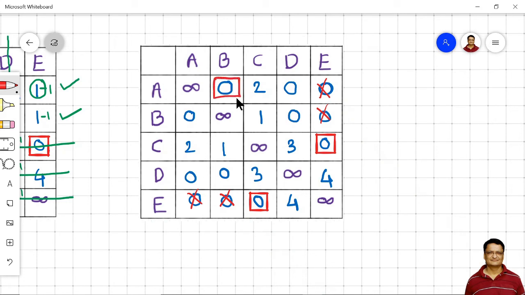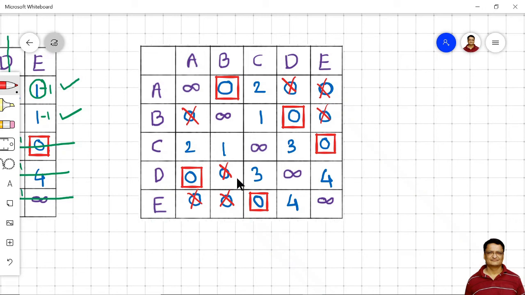So if I make this allocation at this point, I will need to cross these 2 zeros out, and now looking for the row with only 1 zero. At this point I will get 1 row which is having only 1 zero, and I will cross this 0 out. Now the only remaining 0 which is not allocated is this B, D. So I will make one allocation at this point.